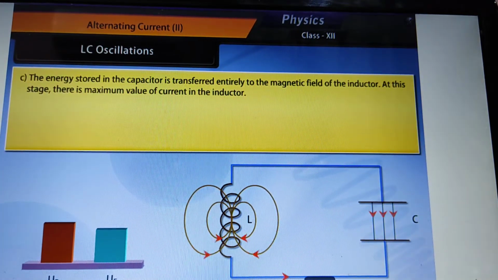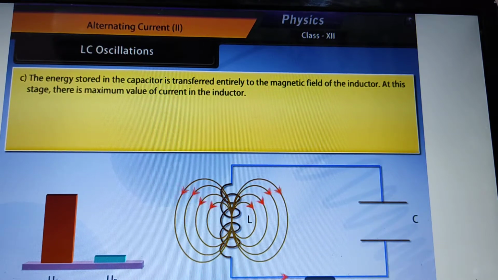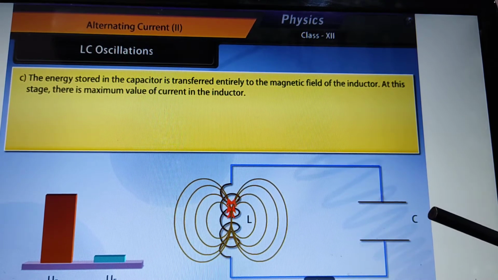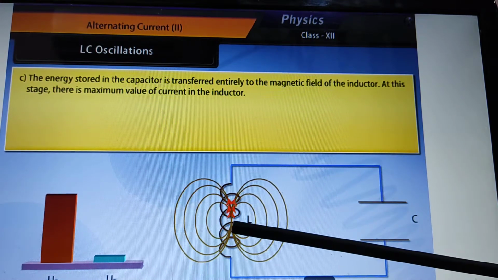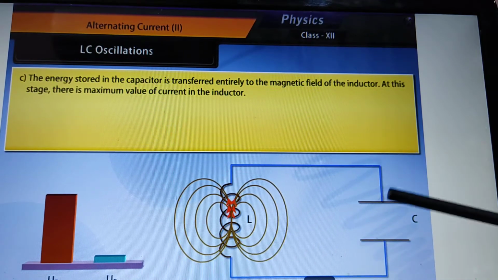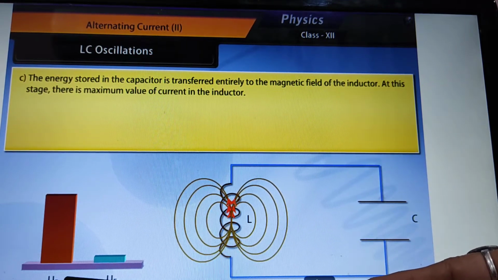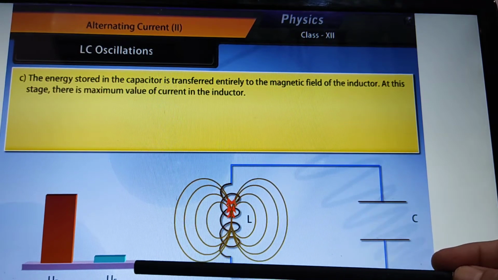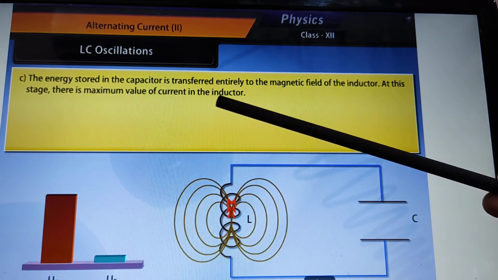The energy stored in the capacitor is transferred entirely to the magnetic field of the inductor. At this stage, there is a maximum value of current in the inductor. You can see it here, the total energy of the capacitor is transferred to the inductor. And when it is transferred, the energy of the inductor will increase and the energy of the capacitor will decrease. At this stage, there is a maximum value of current in the inductor.